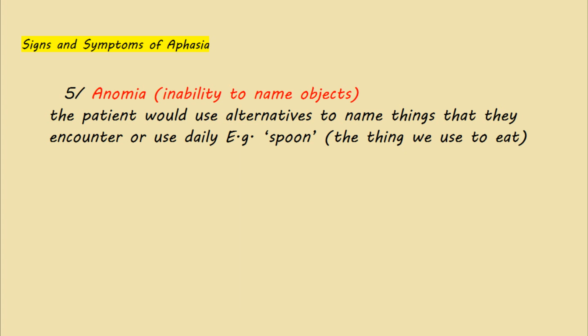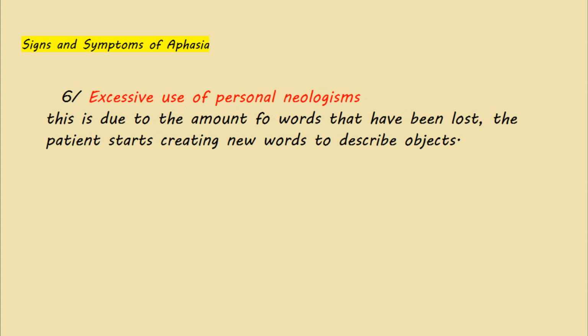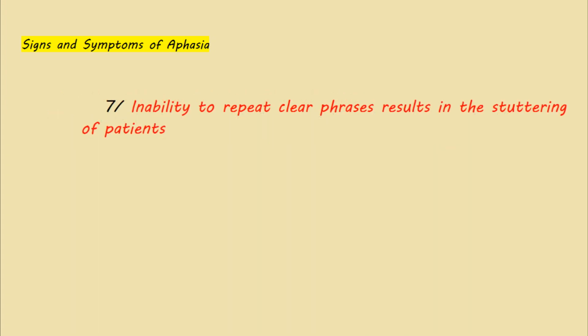This is an alternative in order to pass the message to others. Then the sixth sign is the excessive use of personal neologisms. Neologisms is basically the creation of new words. So they are going to create new words in order to describe objects. This is due to the fact that they have lost the words that they used to use before in order to name objects. Then we have the seventh sign, which is the inability to repeat clear phrases.